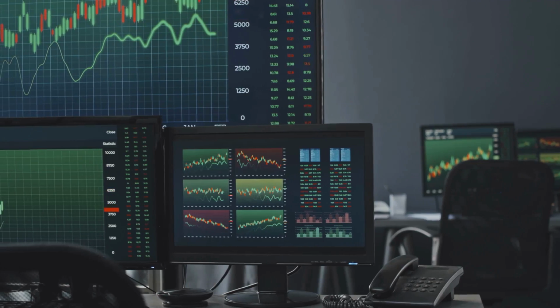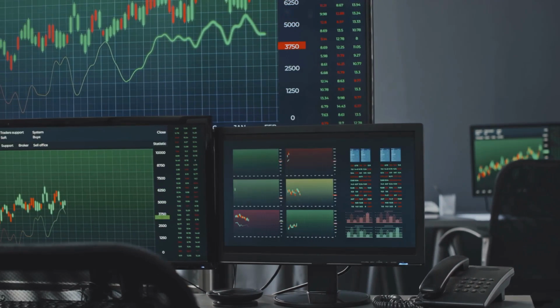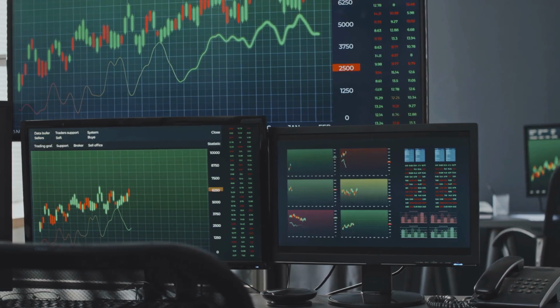Just like a seasoned captain relies on a suite of instruments to navigate safely and efficiently, skilled traders utilize a combination of technical indicators to gain a comprehensive understanding of the market's current state and potential future direction.